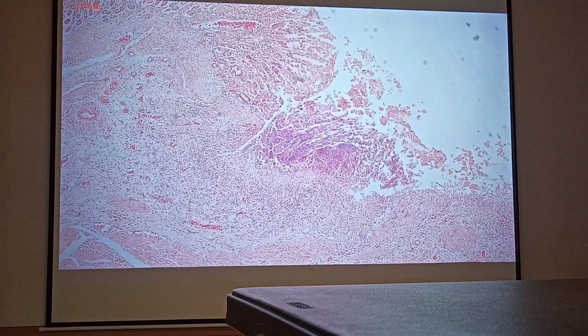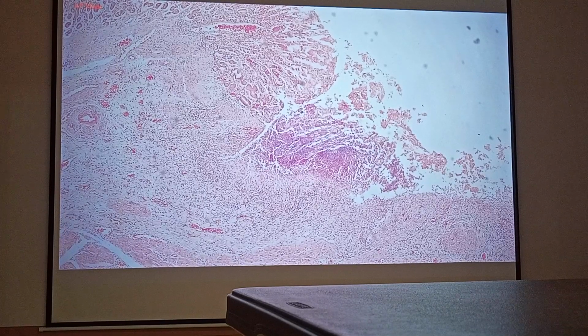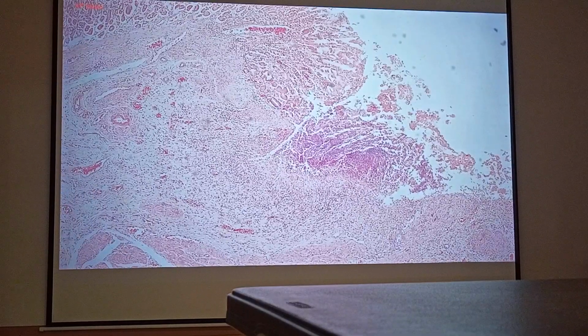So, peptic ulcer disease does not heal in a short time. Remember, the lifespan of the neutrophils is up to 48 hours only. So they will be replaced eventually by macrophages.